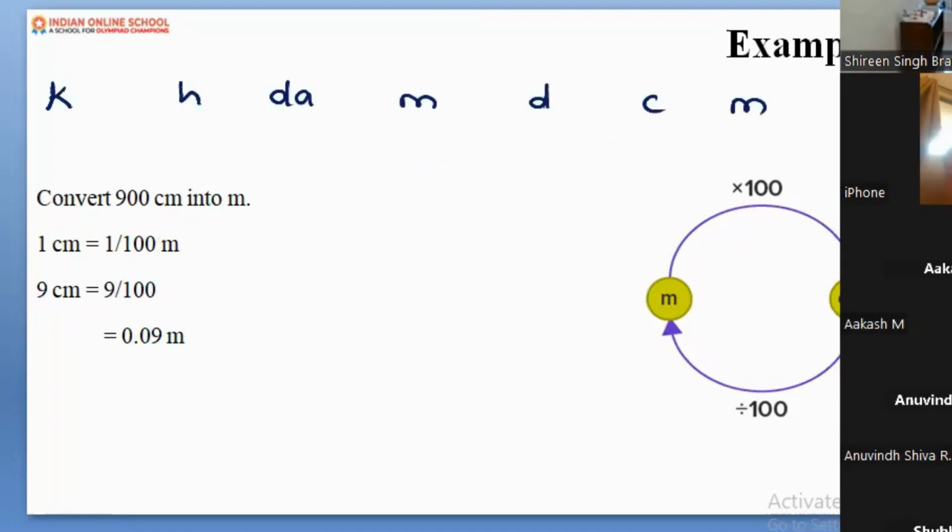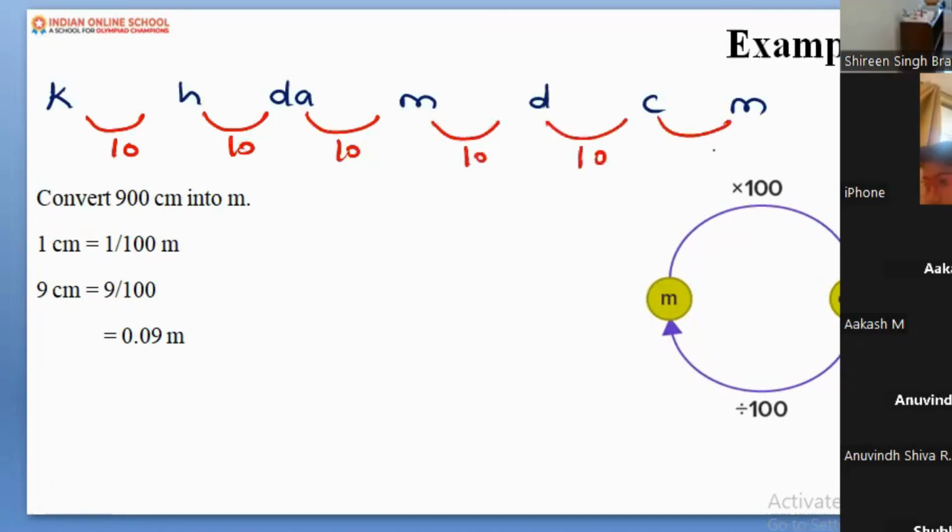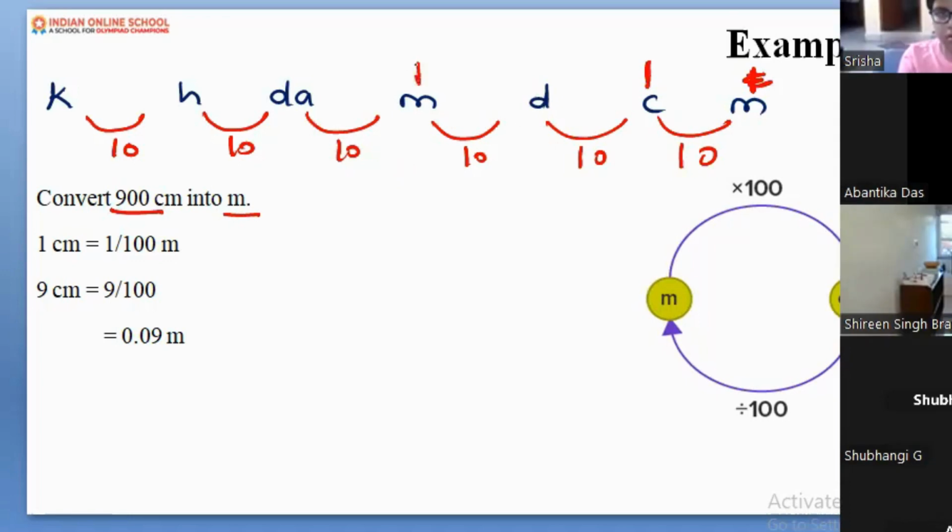Now, as we all know, there is a difference of 10. So I am marking 10 over here. And the question is asking that if I need to convert 900 centimeter into meter. So for that, what do I need to know? Division. Okay, where is centimeter? Here it is. And where is meter? Here it is. Correct. Now I need to convert from centimeter to meter.